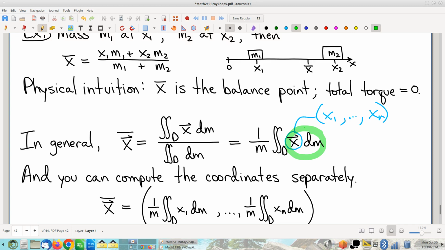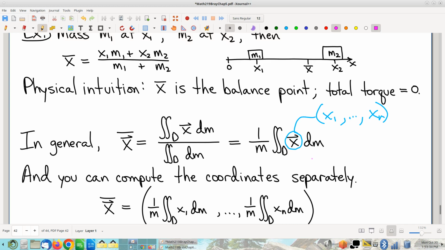Okay, fine. Then we're going to be adding up a bunch of stuff. How do I add up a bunch of vectors? One coordinate at a time. Right? How do I multiply a vector times a scalar? One coordinate at a time, right? So every part of this operation of computing an integral of a vector is computed one coordinate at a time.